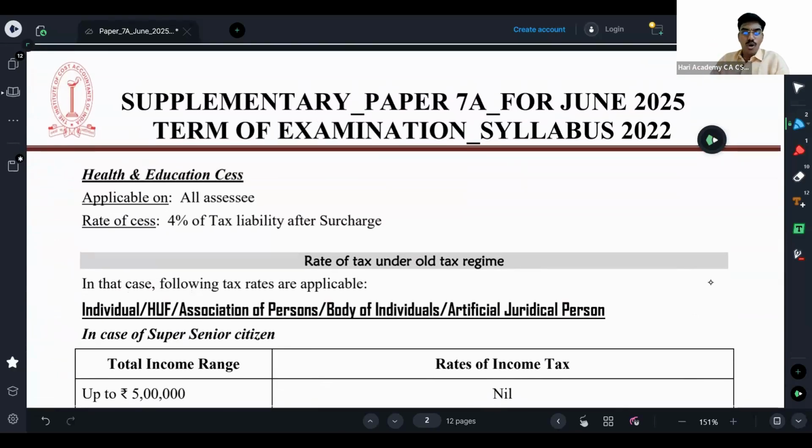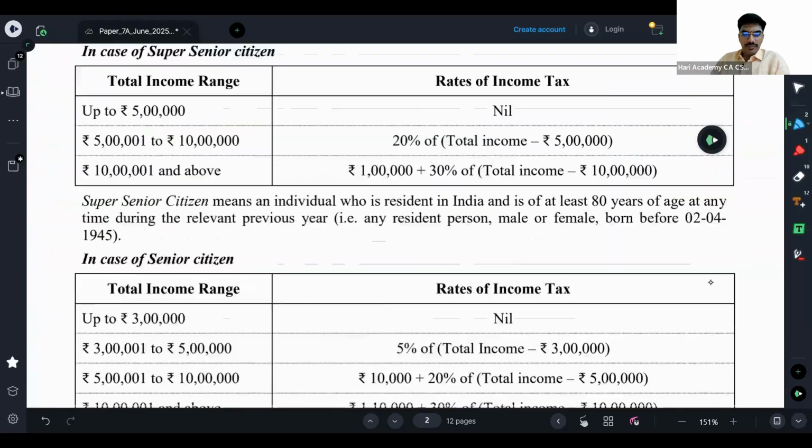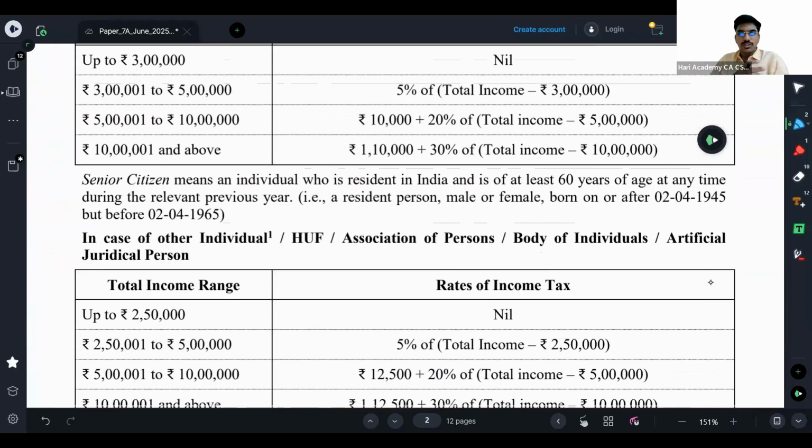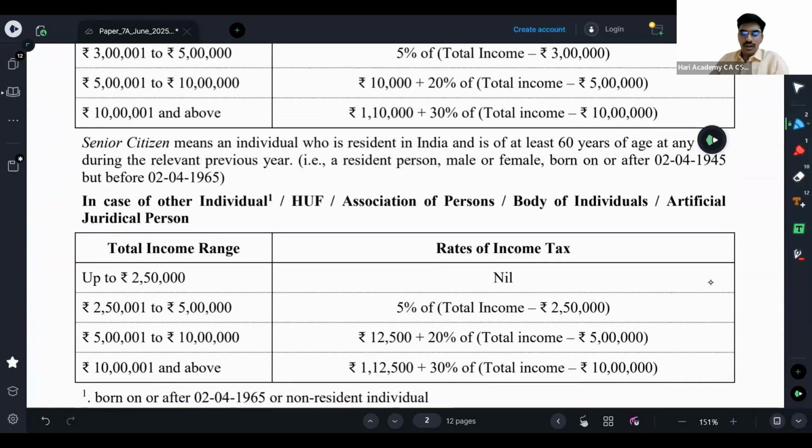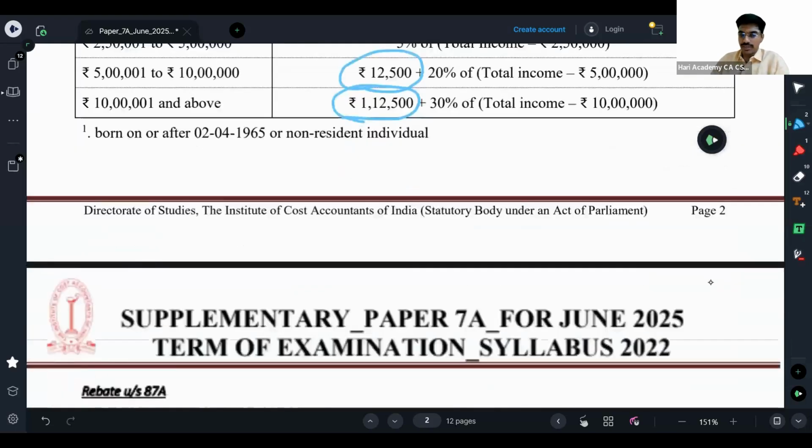Now let us go to the old tax regime. In the old tax regime, for a normal citizen, up to 2.5 lakhs, the tax is going to be nil. From 2.5 to 5 lakhs, your total tax rate is going to be 5%. 5 to 10 lakhs, it is going to be 20%. 10 lakhs and above, it is going to be 30%. So if you see here, for 2.5 to 5 lakhs, your total tax liability is going to be 12,500. For 5 lakhs to 10 lakhs, it is going to be 1,12,500. So here also you can just use this simple formula to find out what is the total tax liability which has to be paid.